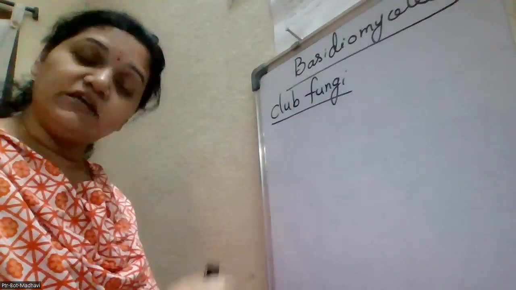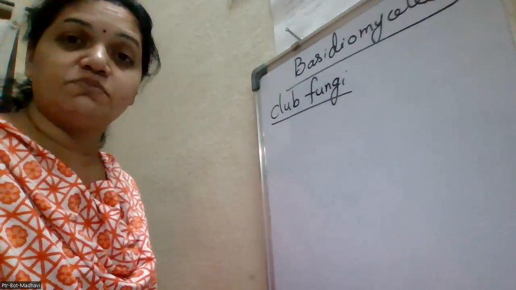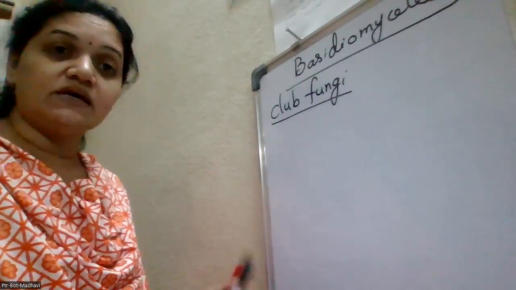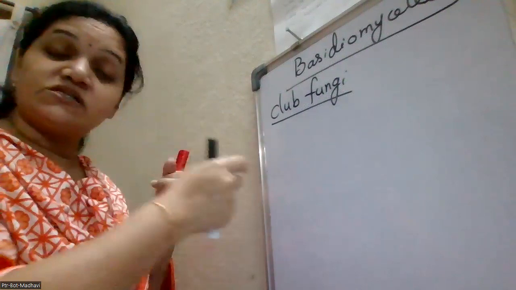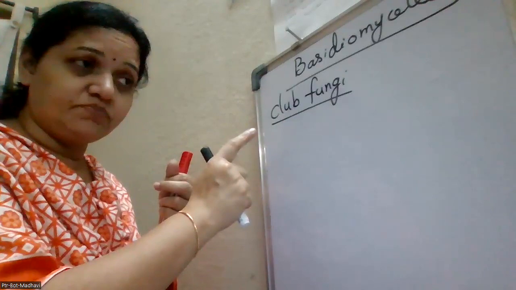And once we have seen this, we will be knowing about the basidiomycetes class. These basidiomycetes are also called mushrooms, bracket fungi, or puffballs. Usually they are called club fungi. Mostly they are saprophytic organisms, and a few are parasites on other host cells. That is the basidiomycetes class.